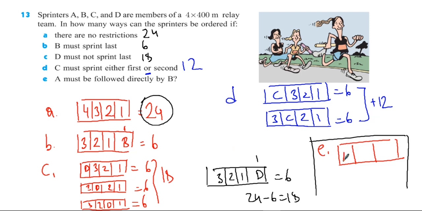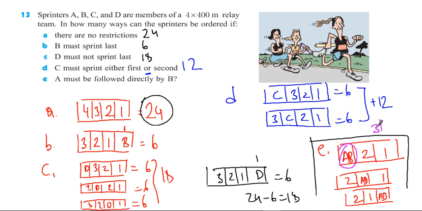So it can be AB here, then I have two other guys, 2 times 1. Or it can be AB here, 2 and 1, or AB here, 2 and 1. I'm just going with the cases, so 6 different cases. Or if you imagine this one as one guy, you have 3 people. How can you arrange 3 people? 3 factorial, 6 ways.